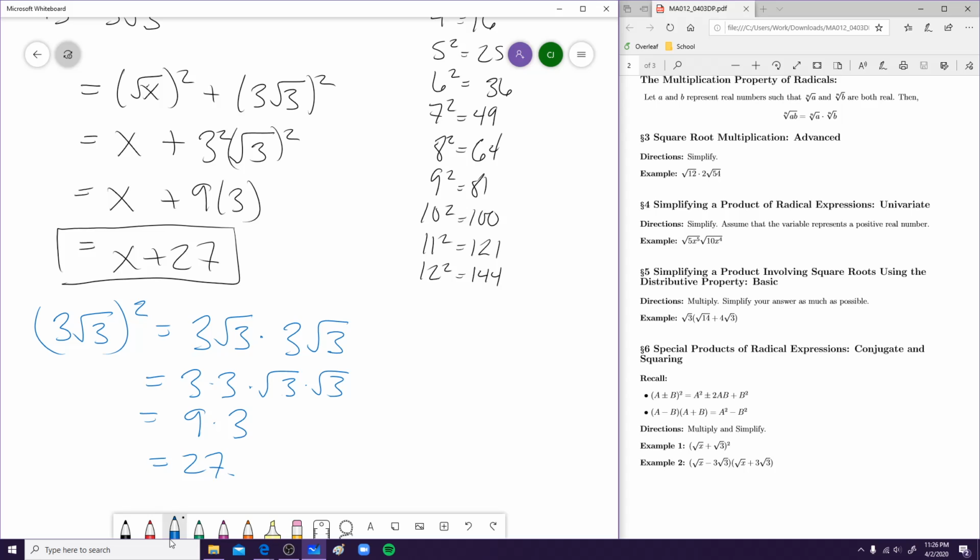But yeah, this is the exact same as saying 3 squared times the square root of 3 squared.